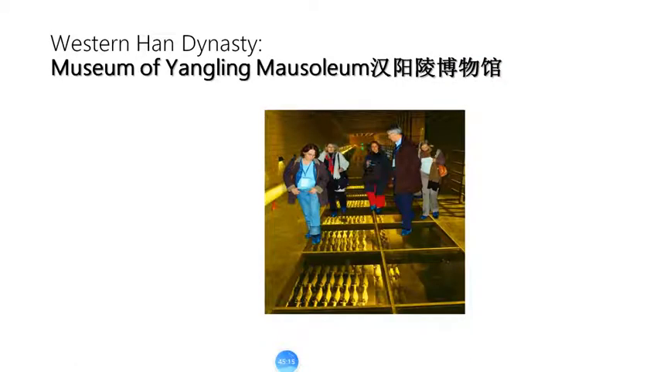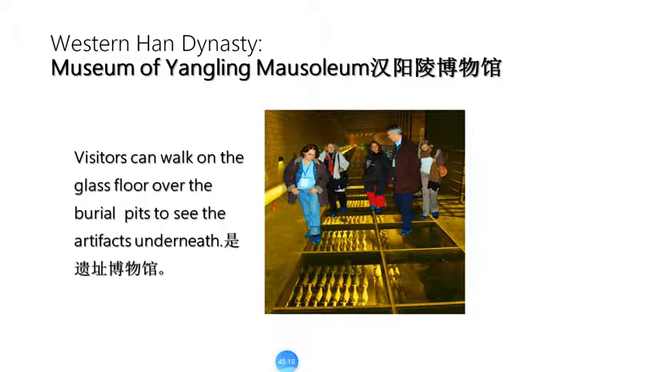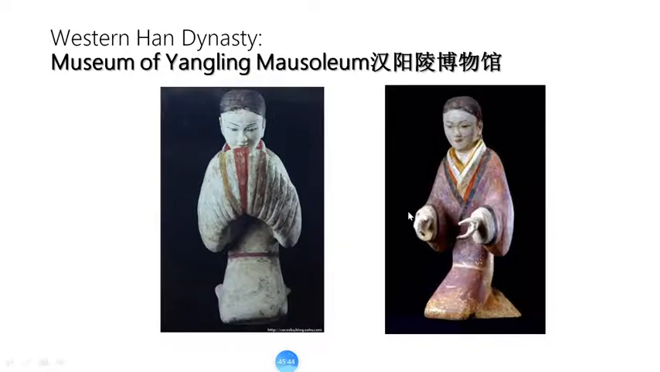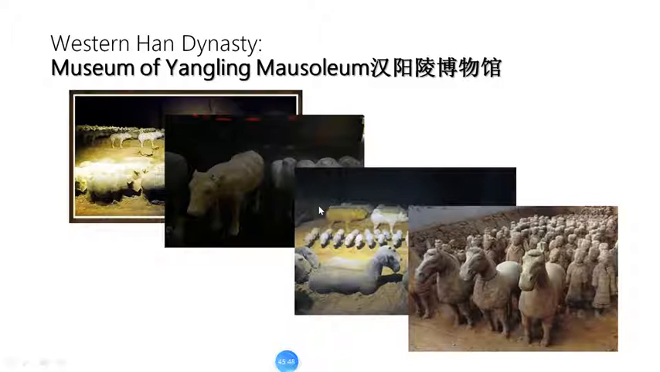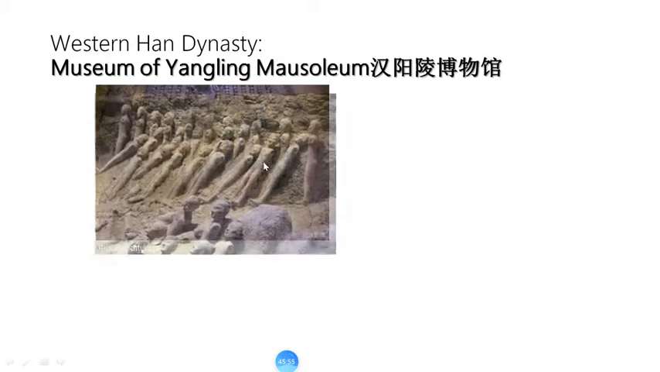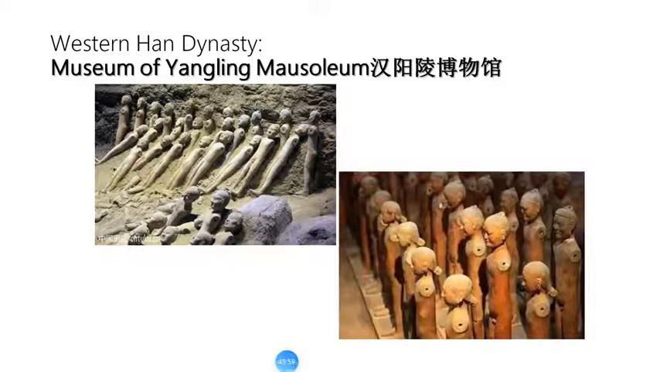Mausoleum of Yangling, Museum of Yangling Mausoleum. Visitors can walk on the glass floor over the burial pits to see the artifacts underneath. In ancient China, people believed that all the burial objects in the tomb would serve the owners of the tombs as if they were alive. Maids provide service. Domestic animals provide labor and food. You can see the terracotta figures here are much smaller than those of the Qin Dynasty, because in the Han Dynasty, people knew how to reduce labor and costs.